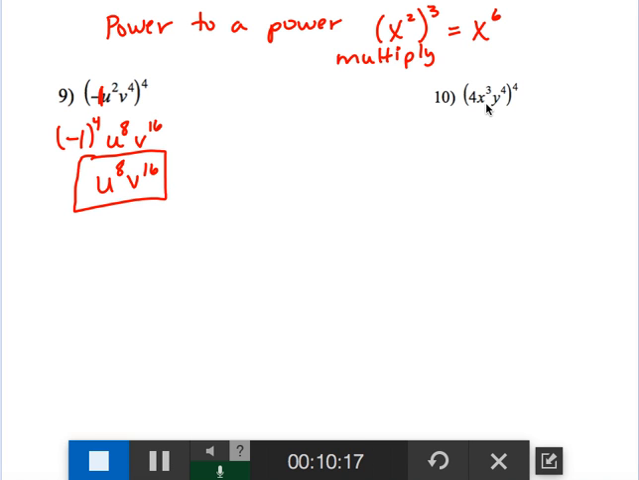All right, the next one. Now you've got a coefficient that's 4. Now this isn't 4 times 4. This is 4 to the 4th. So this actually means 4 times 4 times 4 times 4. So that's going to be a bigger number. That's going to be 256. And then the x cubed, then to the 4th, is going to be x to the 12th. And this will be y to the 16th.